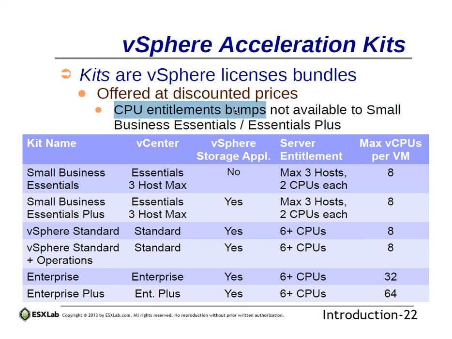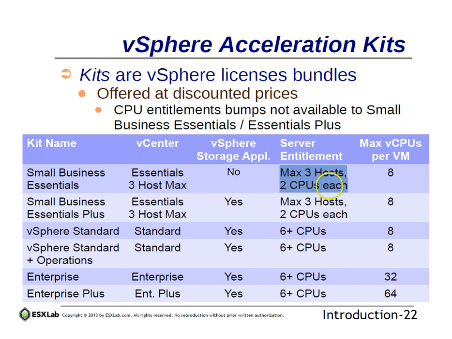Now, in some licenses, I can buy upgrades that entitle me to go to 8, 10, 12, as many CPUs as I want. Small Business and Small Business Essentials Plus do not include the ability to go beyond 6 CPUs. So in that regard, they are constrained from the number of CPUs that you can actually use in your vSphere environment. So the acceleration kit name is Small Business Essentials. This is the entry-level kit. It entitles me to use 3 hosts. There's no vSphere storage appliance.